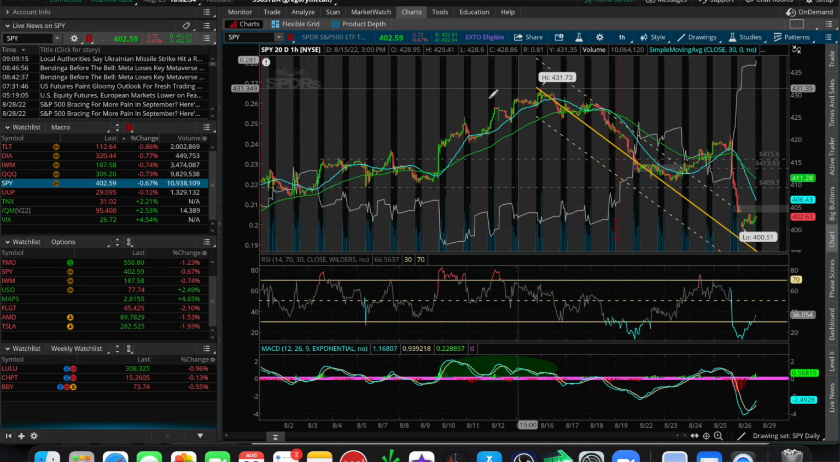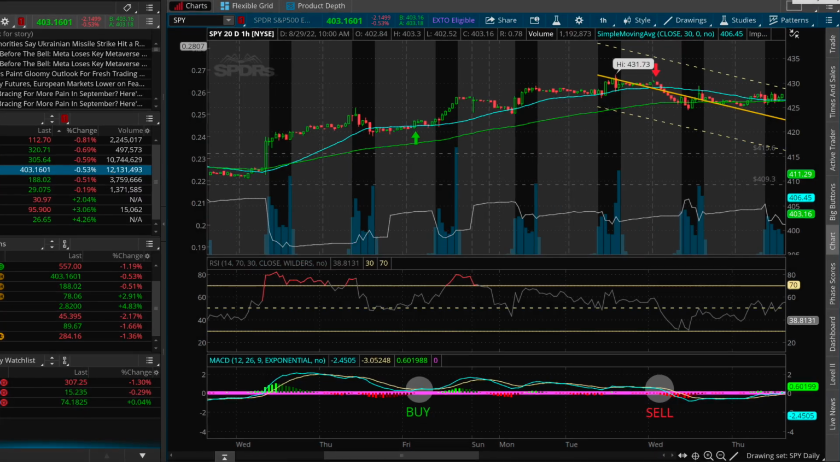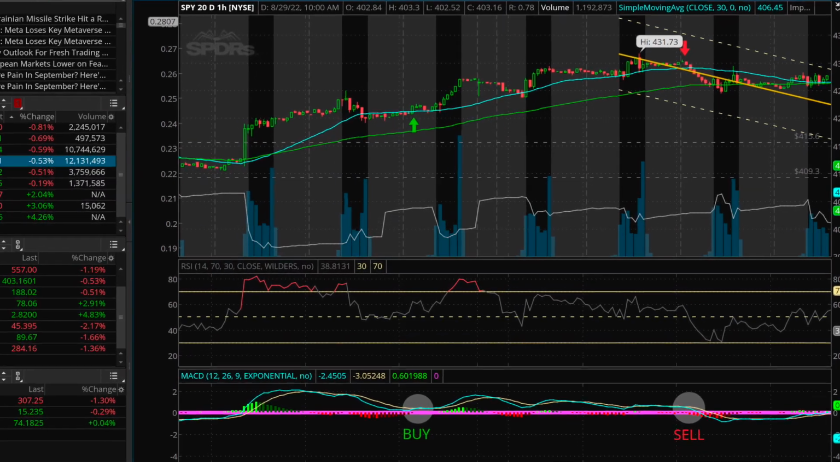And finally, the last indicator that I like to use is MACD, which is a momentum indicator. So this is going to tell you if a stock is bullish or bearish based on the zero line. If it's above it, that means it's bullish. If it's below it, that means the stock is trading bearish. And this will also give you buy and sell signals whenever the lines cross over.